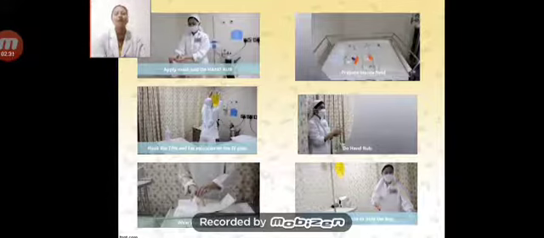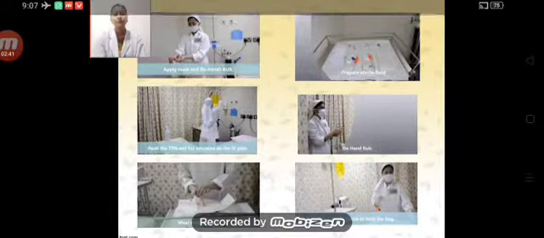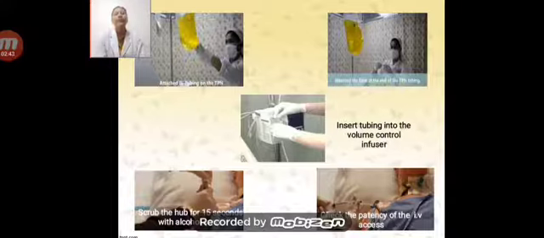We have to make sure that the TPN bag is touched by using sterile gauze pieces for connection with the TPN tubing. We have to connect the TPN tubing to the TPN bag by following a sterile technique. After that, we can attach the filter to the TPN tubing. We have to insert the tubing into the volume control infuser.